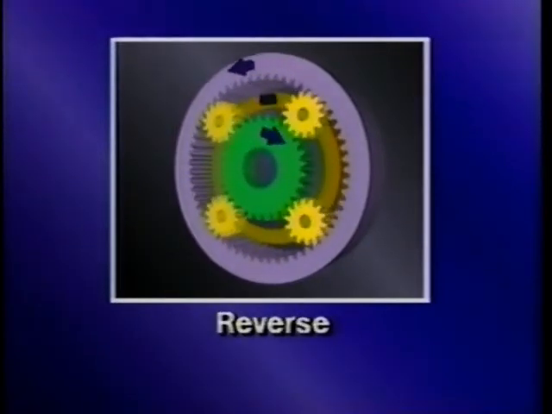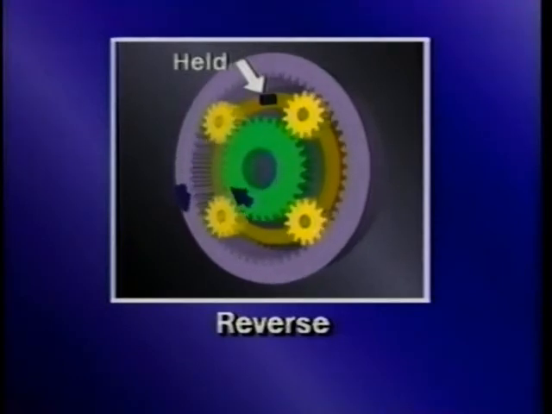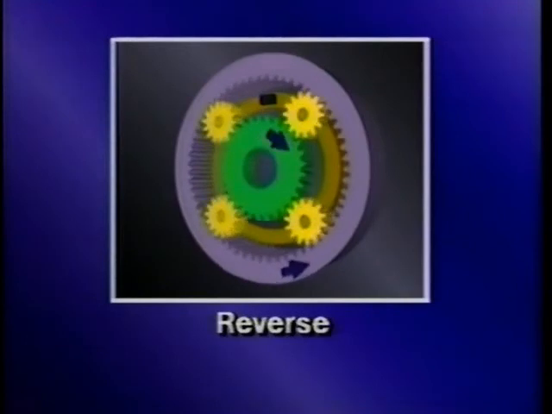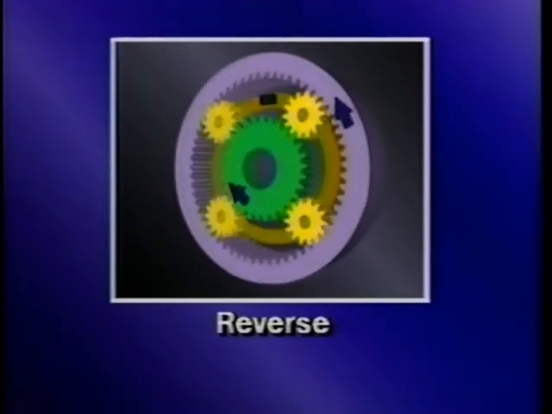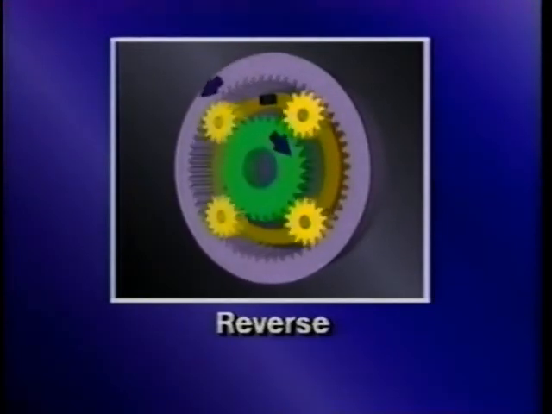In reverse, the carrier is held and the sun gear is turned. The sun gear's rotation causes the pinion gears to turn the opposite way and drive the internal gear. Notice that the internal gear now rotates in a direction opposite that of the sun gear.